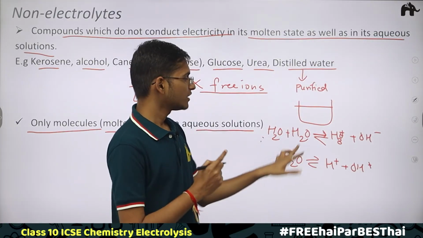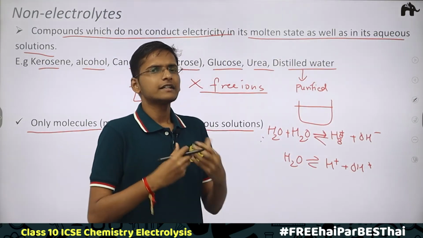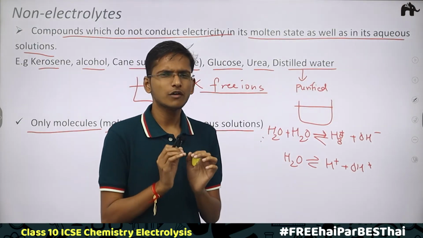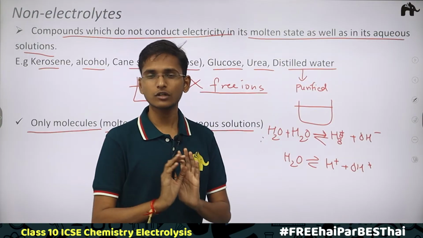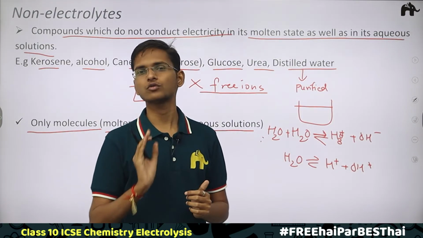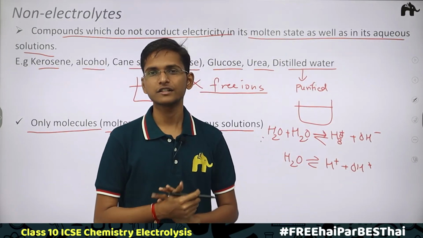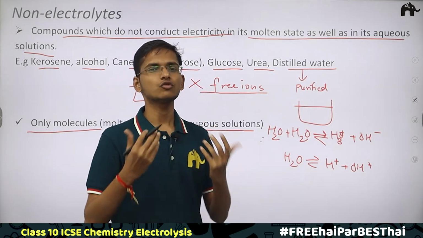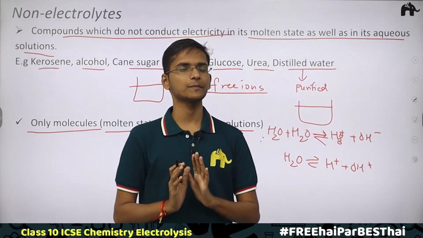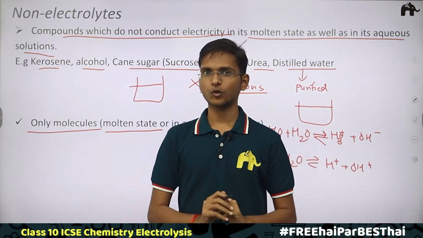Very interesting thing. See, this water, yes, dissociates into H plus and OH minus ions, but that dissociation is to a very small extent. So small that these H plus and OH minus ions are present in very low amounts, so that it is not possible for them to conduct electricity. It is not possible for them to migrate to the electrodes and conduct electricity, because they are in very small amounts. Clear? That's why our distilled water is an example of non-electrolyte.